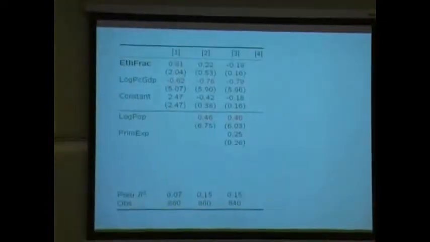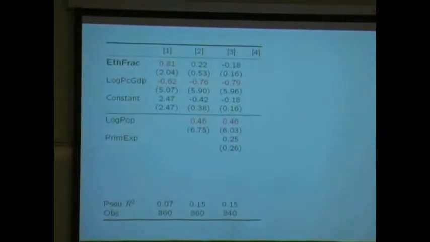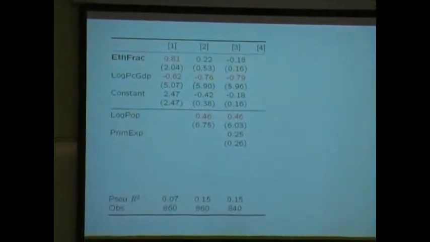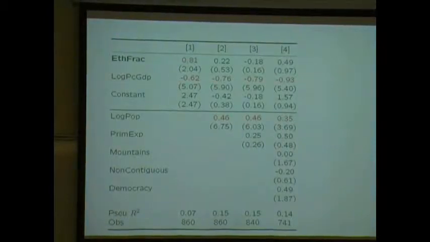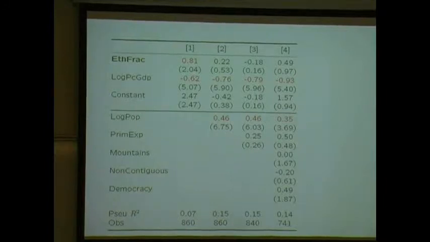You put in more controls, it stays gone. Ethnic fractionalization doesn't matter at all. It's insignificant for conflict. And this is the full set of controls over here. As you see, when you put them in, ethnic fractionalization is completely immaterial. This is the result that we found before. I'm just repeating it.